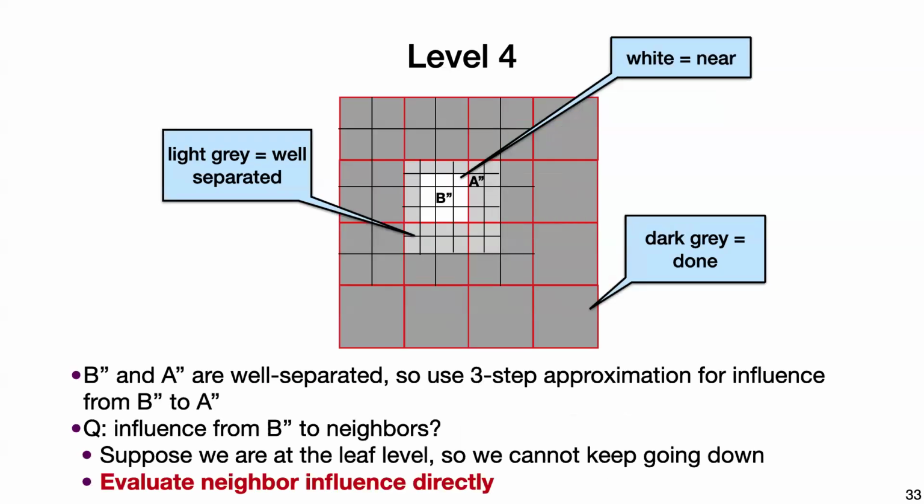And then this just continues. So in level 4, we have something similar. The boxes get smaller, and now the stuff that is in dark gray is finished because it was computed at higher levels. The stuff in light gray is new faraway boxes from E double prime. And suppose that this tree is of height 4, if we can't go further, then we just evaluate the neighbor influence directly using the direct computation.